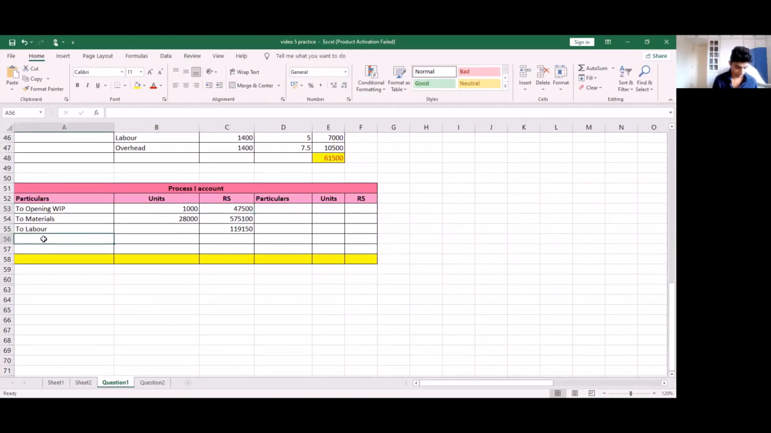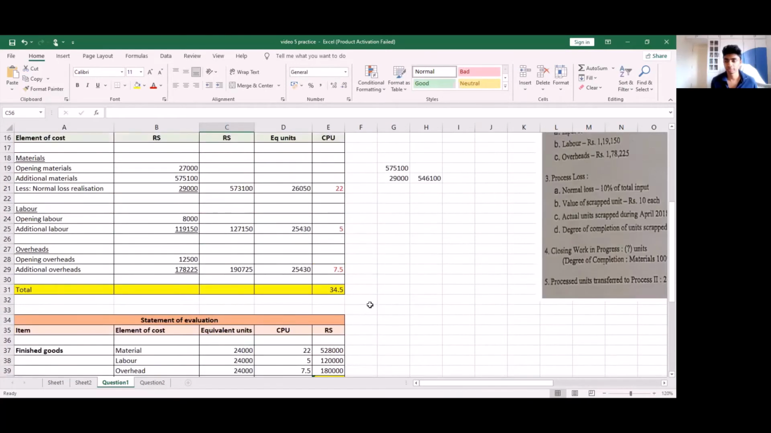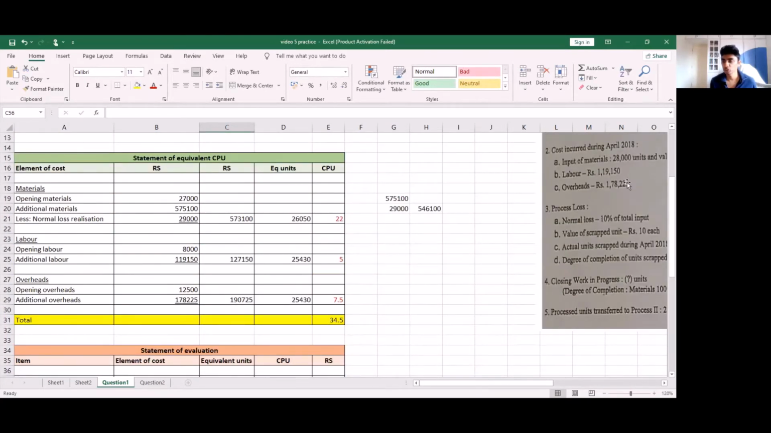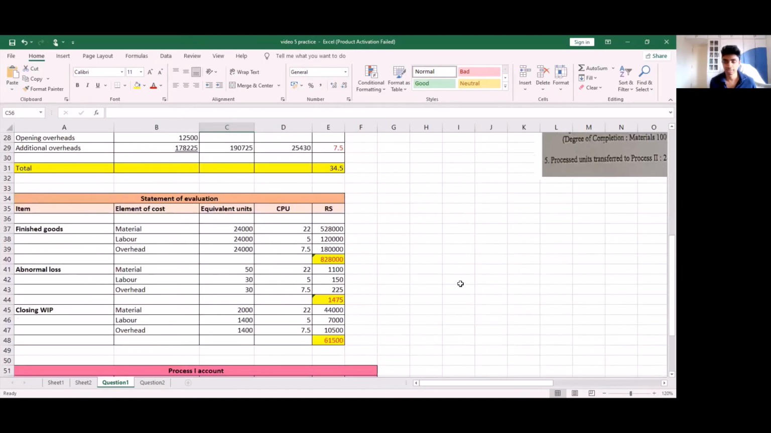Finally, we account our expense for overheads. So we write to overheads. And again, as I said, we will take the cost only from our question, which is the cost incurred during April 2018, which comes up to 1,78,225.